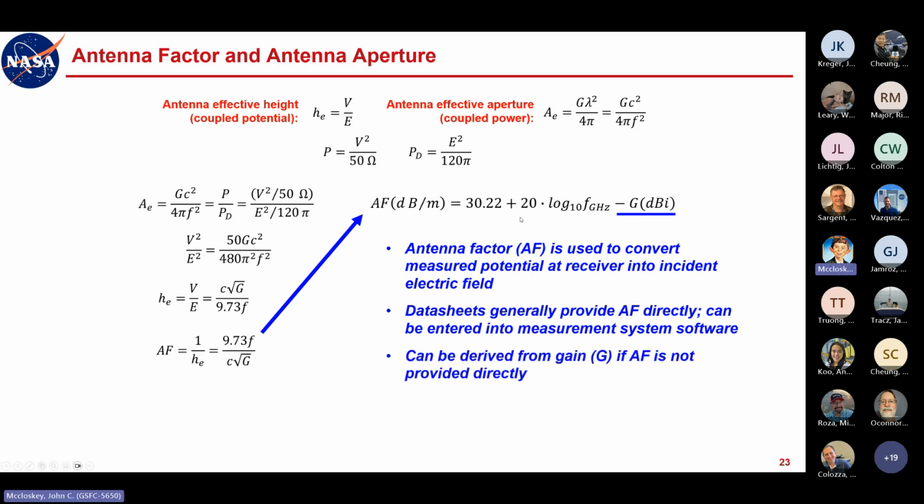Now, if you don't have it, you can derive it from the gain. Sometimes you will only get a gain number if the antenna factor is not provided directly, but you can back out the antenna factor from the gain using this expression here.